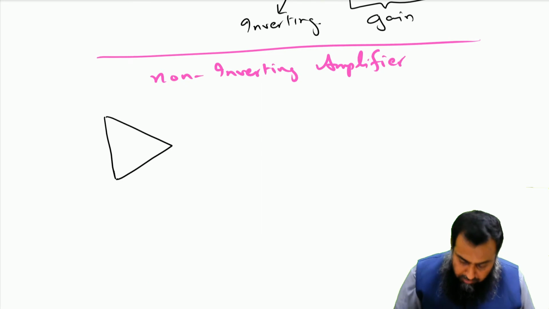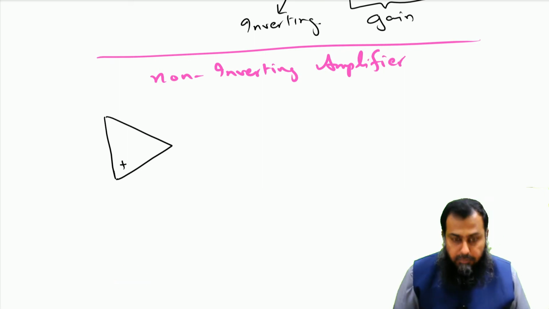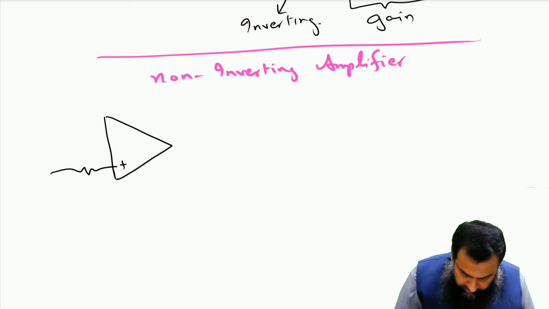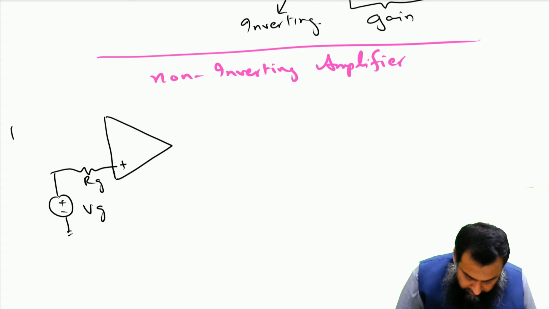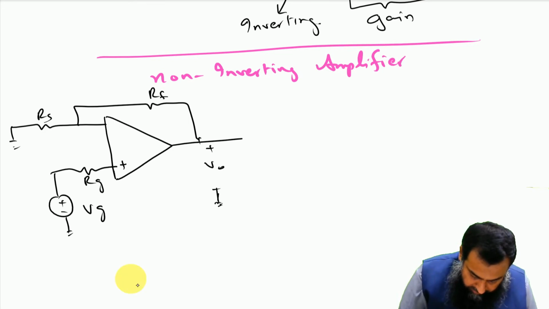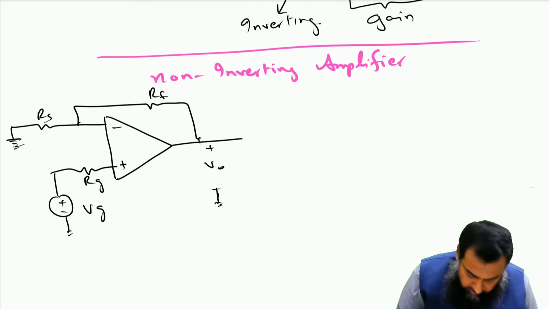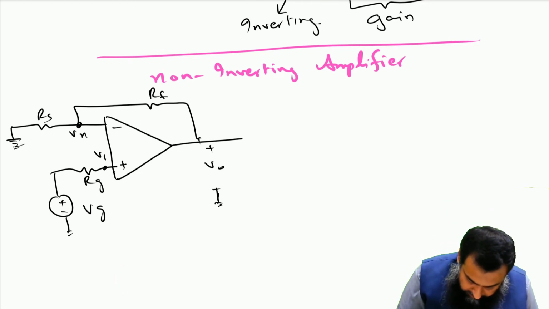Because it is a non-inverting amplifier, the input signal is applied on the positive terminal of the input, and therefore let me draw the circuit here. Let us say this is Vg, this is Rg, and here we have a ground, and we have an output plus minus V naught here, right? So we have, this is Rf, this is Rs. Now let me first of all define the different voltages here. So this is Vn, this is Vp.